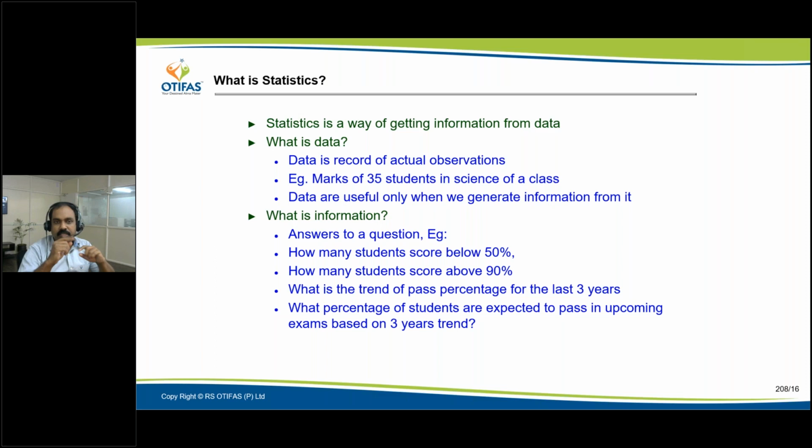So what are my first questions? How many students score below 50%? How many students score above 90%? What is the trend of pass percentage for the last 3 years? Now the last question is, what percentage of students are expected to pass in the upcoming exam based on the 3 years trend. Okay, so my first three are simple information. Why? Because I can generate it from the data itself. But what about the fourth question?